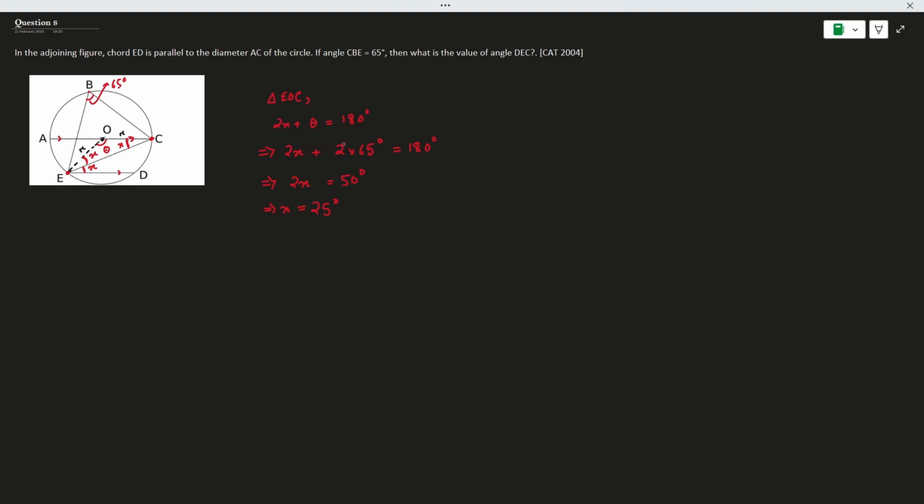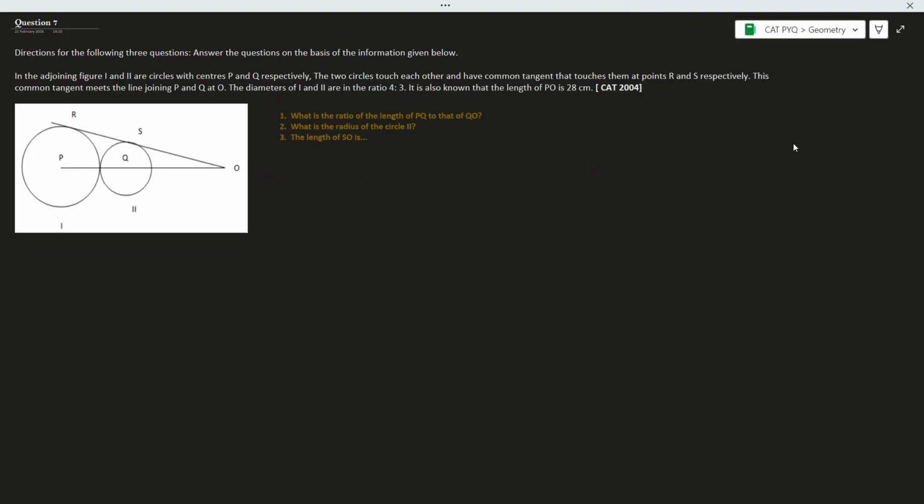Then I just use the angle sum property of a triangle here. 2x plus theta is 180 degrees, and I replace the value of theta by using the property of circle. Okay, I have already mentioned what the property is. That is, this angle will be twice of this angle. Okay, so X is 25 degrees. A very simple question. Let's move on to the next question.